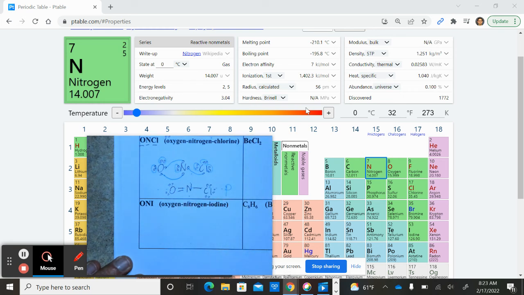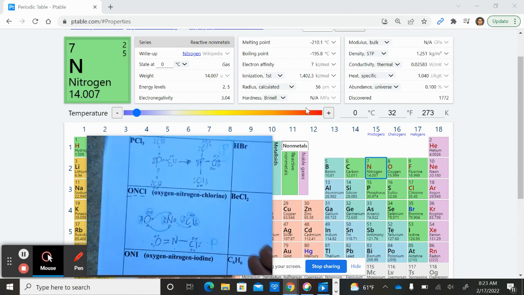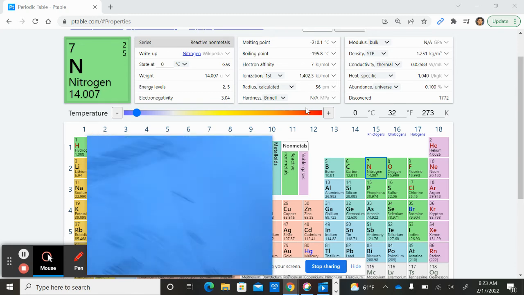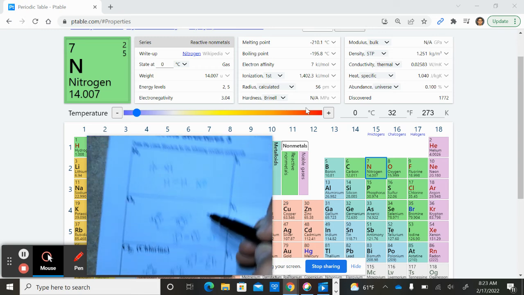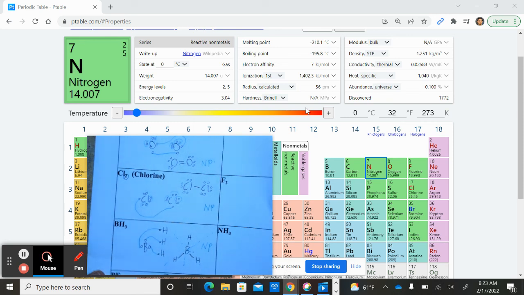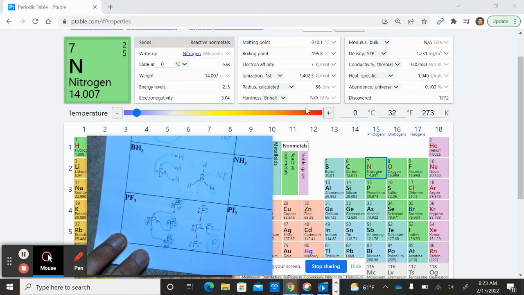Go ahead and try out the other items. This pretty much sums up this activity. Here are the answers again. This one's polar, polar, nonpolar, nonpolar, nonpolar, nonpolar, and then finally polar. Try out the rest and check with your teacher.